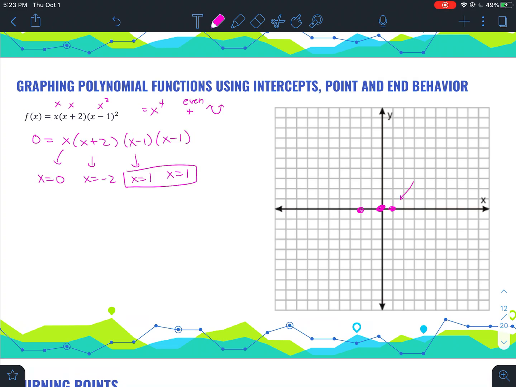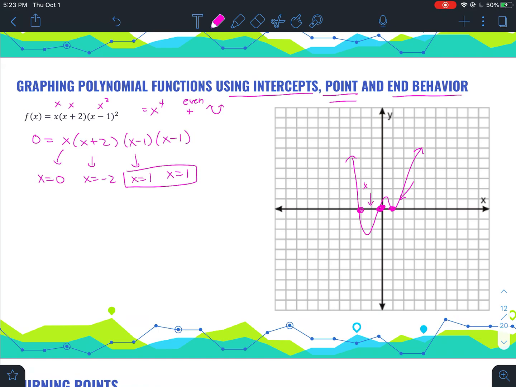It's going to bounce off at 1. So it's going to start up. It's going to pass through 0, 0, and then at this point, it's going to bounce off 1 and then keep going. So that's a rough sketch. So we used end behavior, we used intercepts. We could find another point on the graph to make it a little bit more accurate.